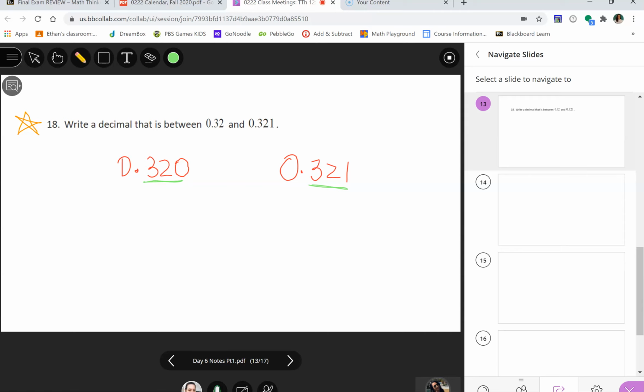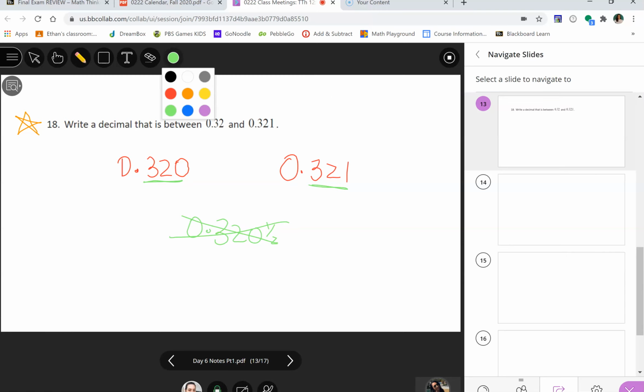But you can't write 320 and a half as a decimal number. So you have to think of something different. Anyone have an idea what I could do there? Ooh, that's right. You can add more zeros.